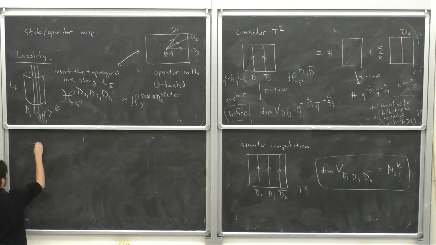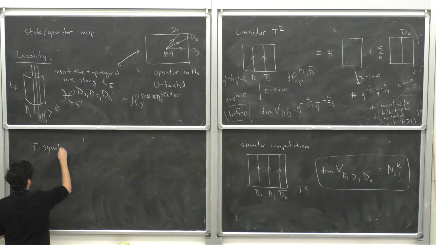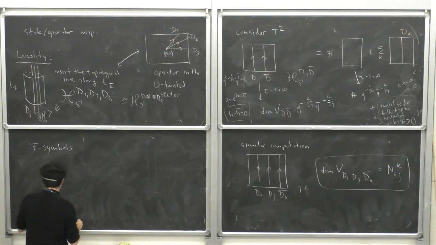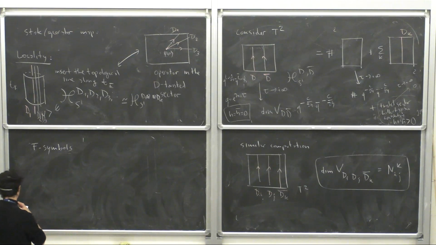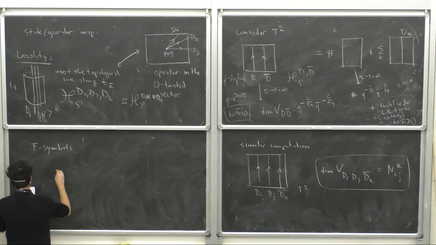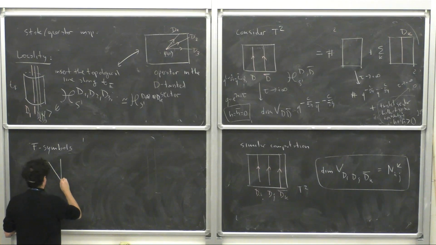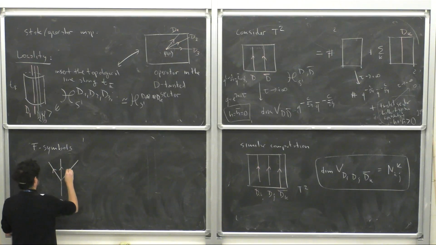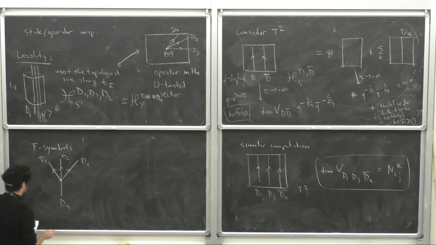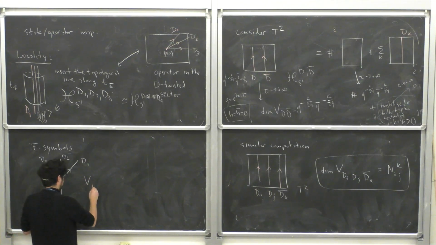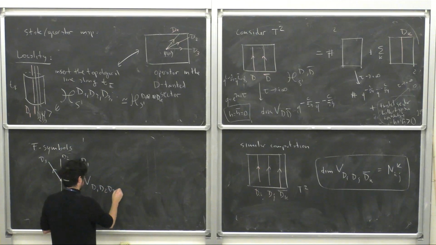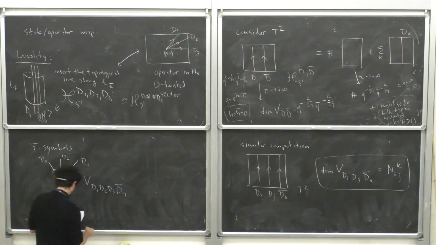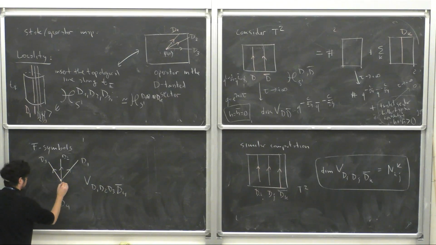The F symbols in this context, these associators that we were talking about, can be introduced by thinking at the junction of four objects, four lines. And you see, here you have your Hilbert space, say V, D1, D2, D3, and D4 bar. And there are two ways of resolving this junction.